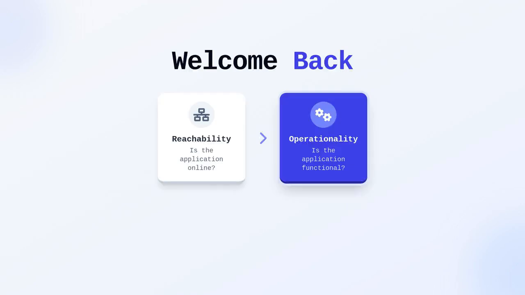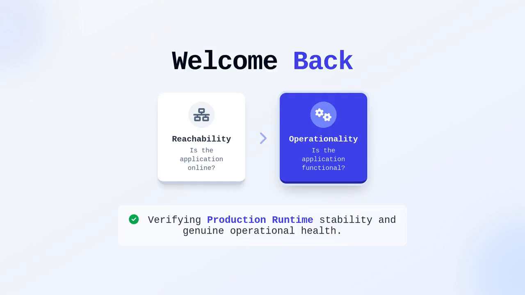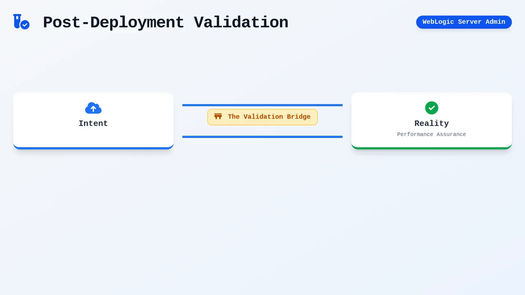Welcome back. We are now moving into the phase where we verify that our deployed applications are not merely reachable, but genuinely operational within the production runtime. Testing deployed applications is a fundamental discipline in WebLogic server administration, and it serves as the ultimate bridge between intent and reality. You have already learned how to stage and deploy artifacts, but successful deployment is only the first step in a lifecycle that demands constant validation.